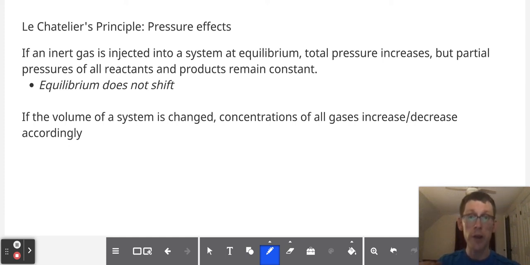but injecting a reactant or product will, and also changing the concentration of a reactant or product by changing the volume in which they are held will also affect equilibrium position. So that is all for Le Chatelier's principle.